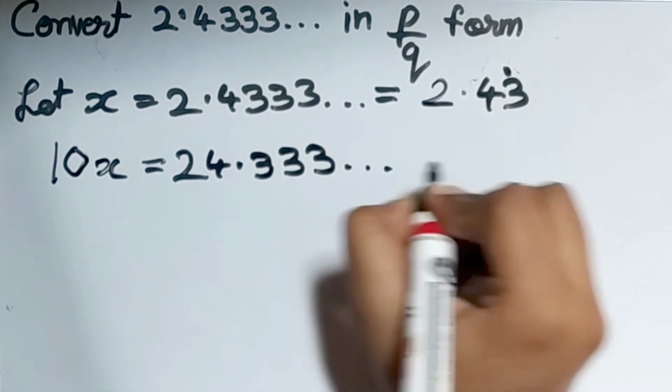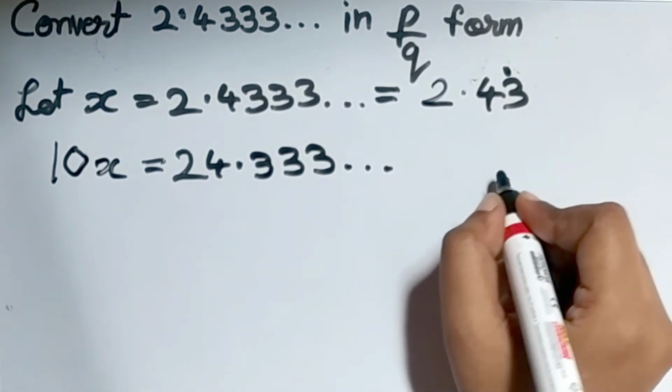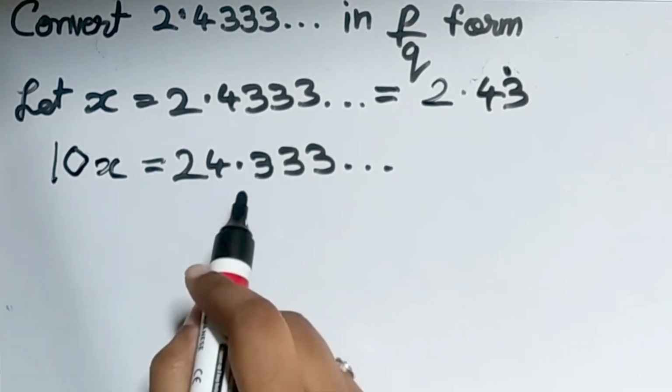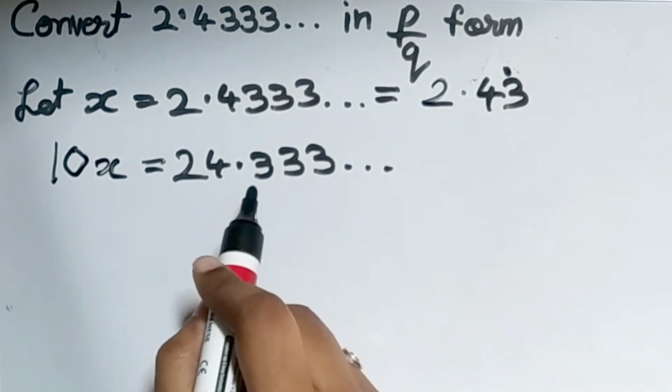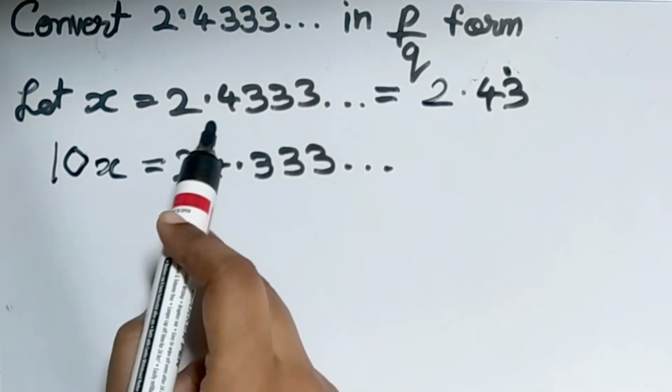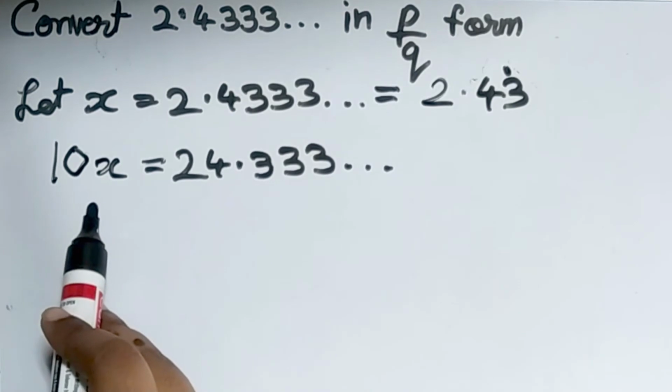24.333 and so on. Okay. So why have we done this? Because we have to see that the repeating number should be there after the decimal. Here 4 was there, so to shift this decimal point, we have multiplied this by 10.